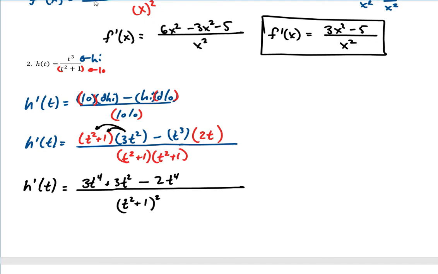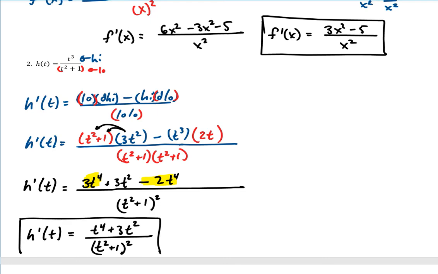Doesn't really need it. But now I look at the numerator and I see, oh, there's this and this that are like terms. So let's combine those. So we have h prime of t is 3 minus 2 is 1. So it's just t to the 4 plus 3t squared over the t squared plus 1 squared, like that. Okay, and this is an answer.